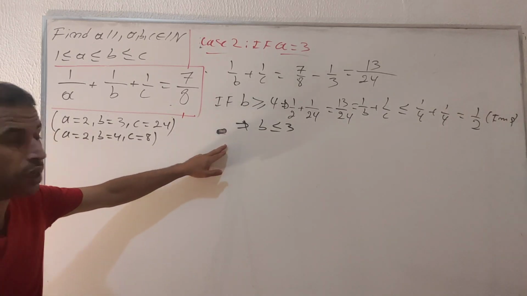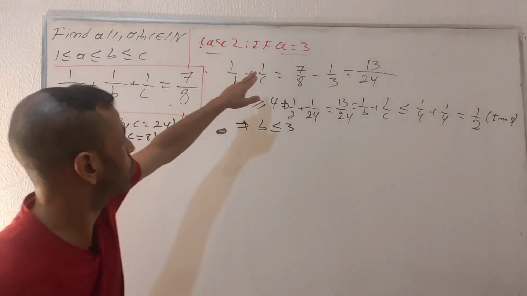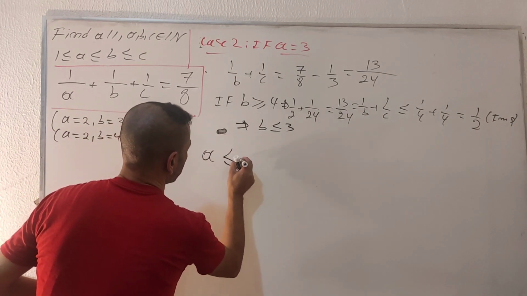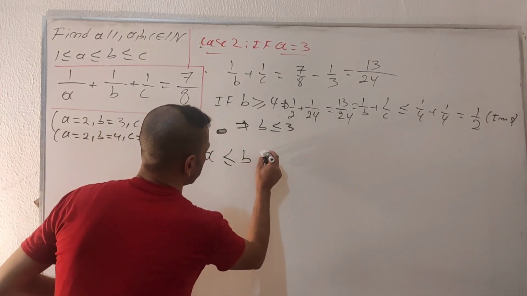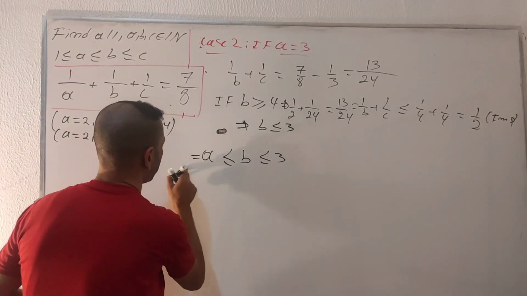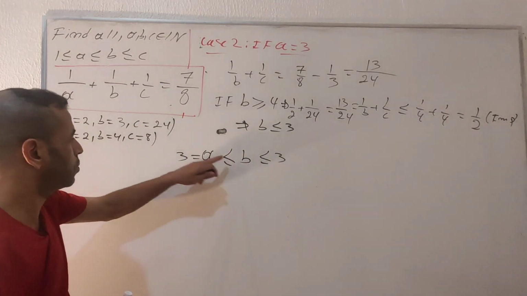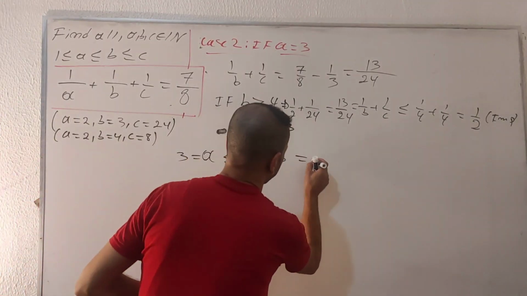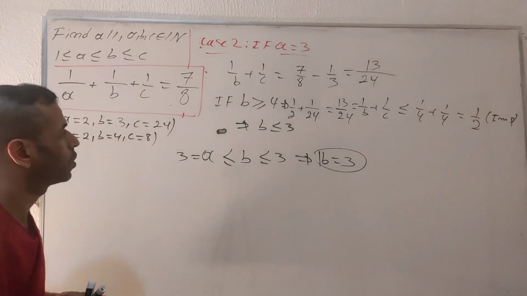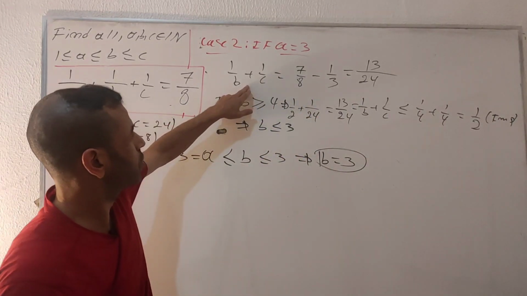On the other side, we already know a is less than b, and a equals 3. So b is greater than 3 and at most 4, which means b must equal 4. If b equals 4, let's replace it in this equation here.